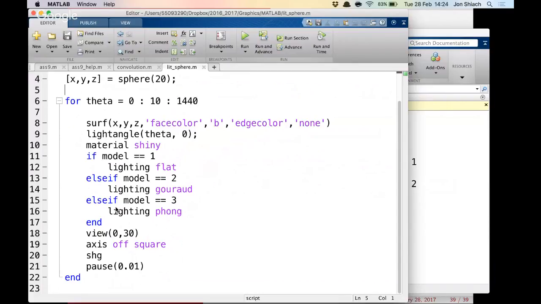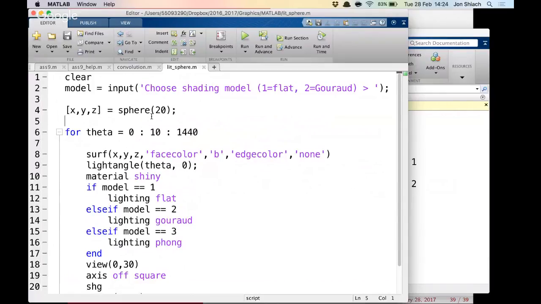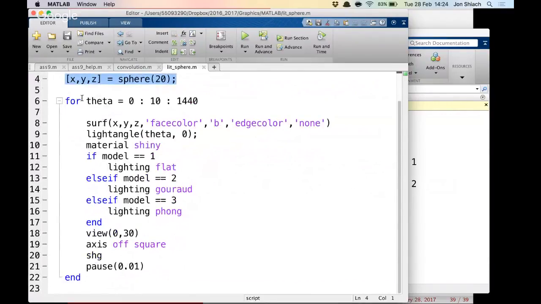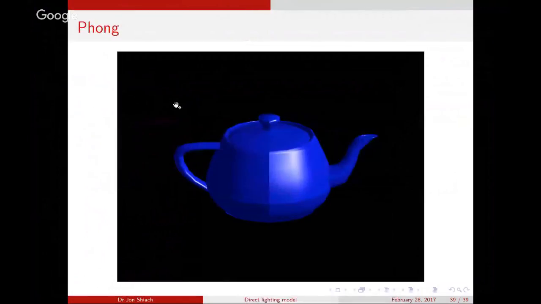Anyway, so these are the MATLAB commands, if you're interested. Sphere just generates the sphere coordinates. Theta from 0 to 1 in steps, that's 4 times 360. So this theta is the angle of the light source around the sphere. That plots the sphere, light angle sets the angle. Okay, I've set material shiny, which is one of the defaults. You could have dull or metal or something. And then all you do is say, okay, I want flat lighting, and then it'll render it. So all of that is already installed in MATLAB.